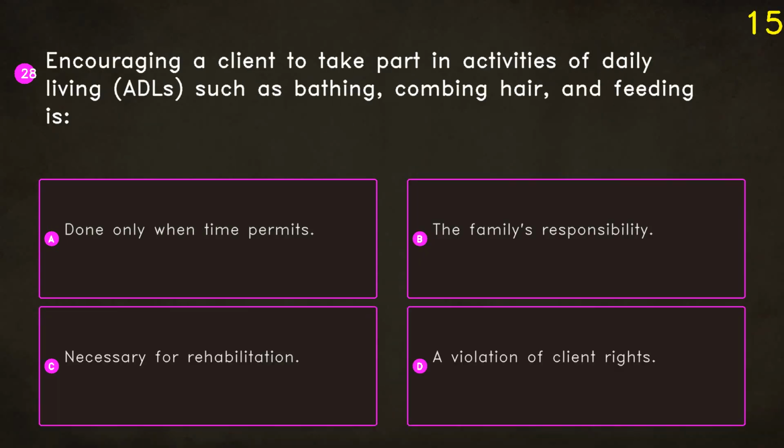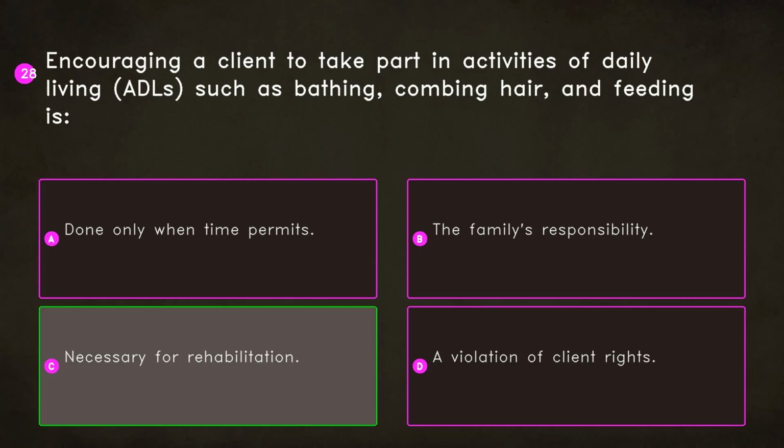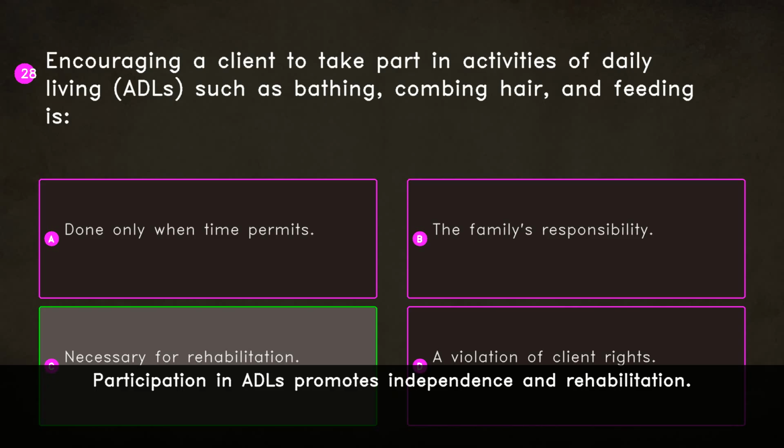Question 28. Encouraging a client to take part in activities of daily living, ADLs, such as bathing, combing hair, and feeding is A. Done only when time permits. B. The family's responsibility. C. Necessary for rehabilitation. D. A violation of client rights. The correct answer is necessary for rehabilitation. Participation in ADLs promotes independence and rehabilitation.